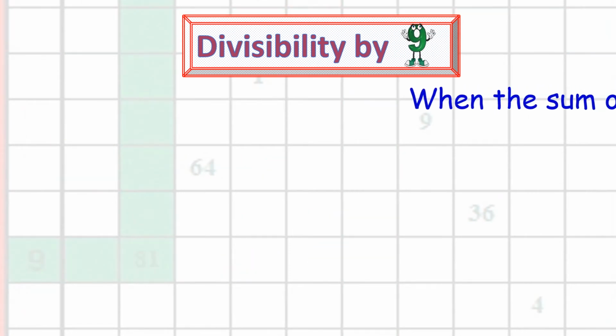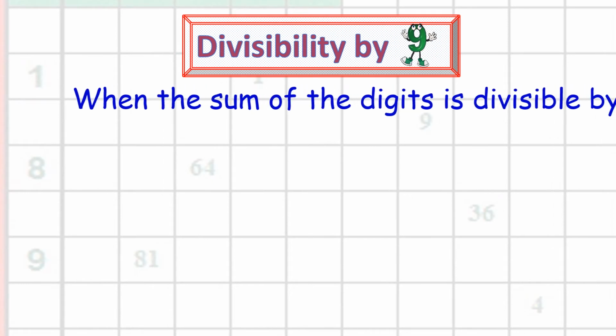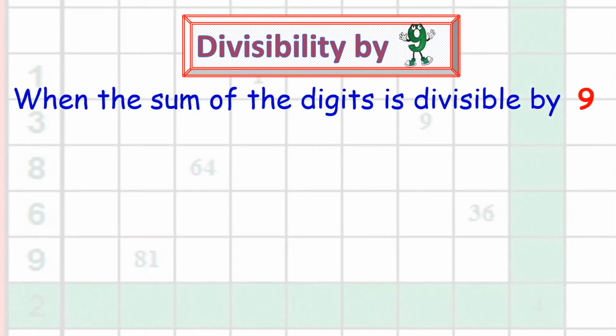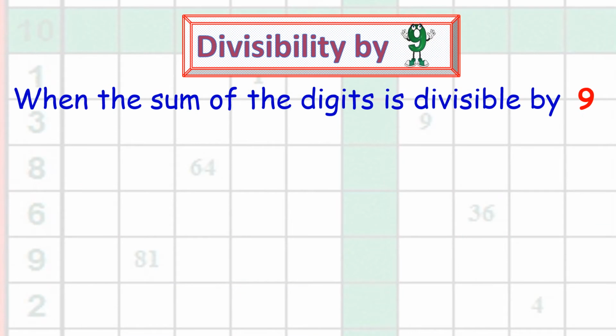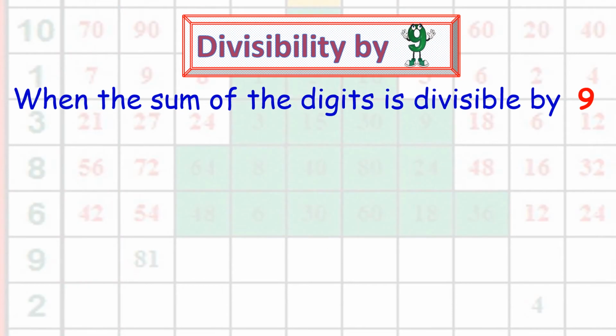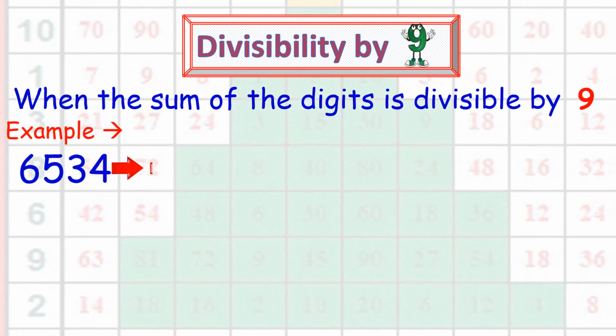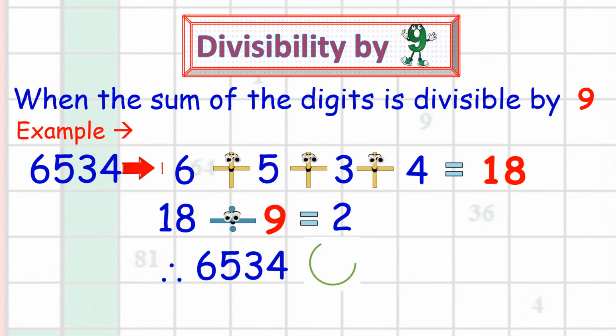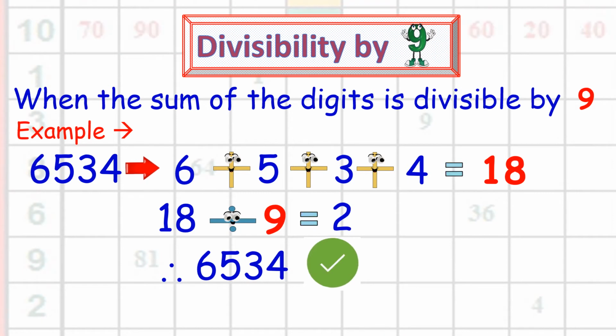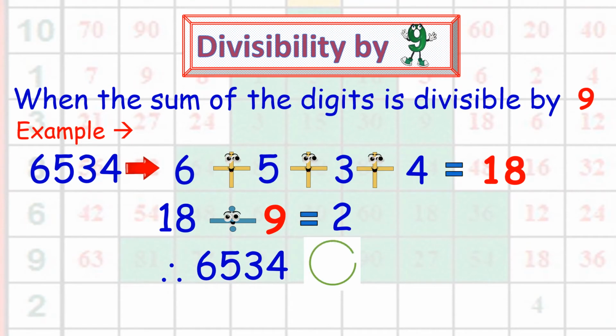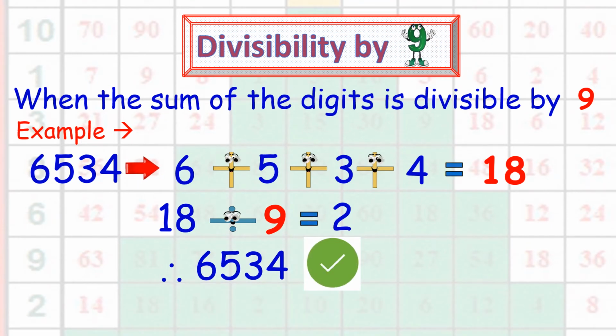Now divisibility by 9 is very similar to that of 3. So when the sum of the digits is divisible by 9, then we say that the number is divisible by 9. Let us look at the example. So let us add the digits of the example, that is 6 plus 5 plus 3 plus 4, and we get 18. Now 18 is divisible by 9, so we can say that 6534 is divisible by 9.